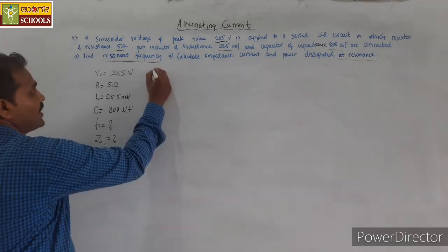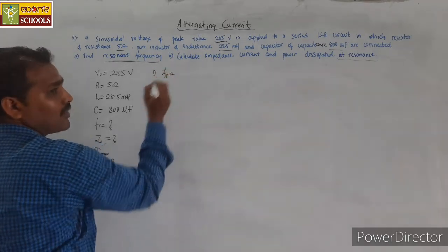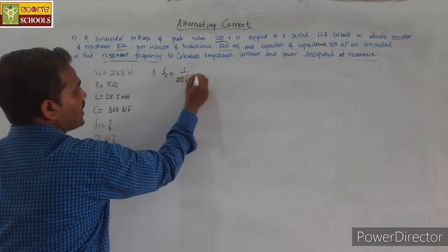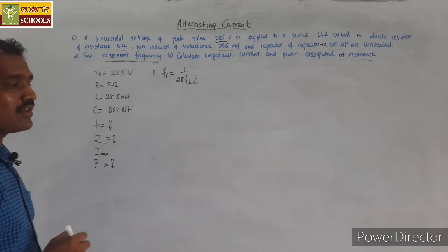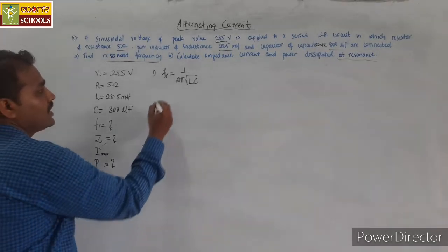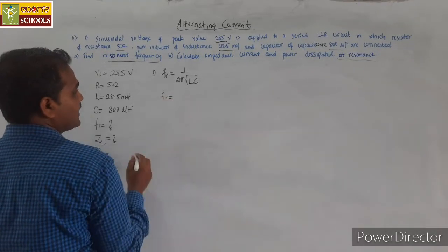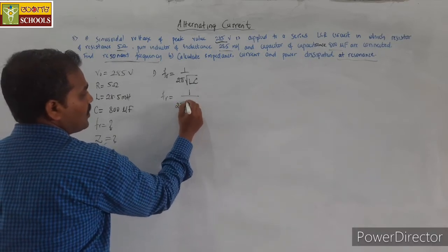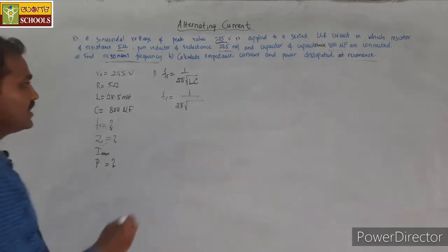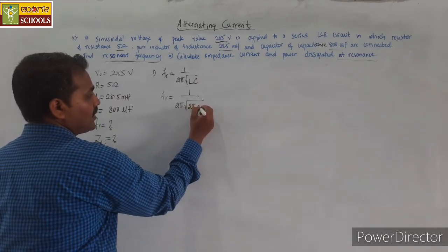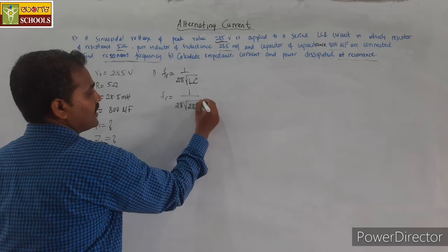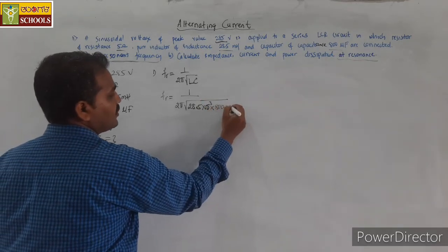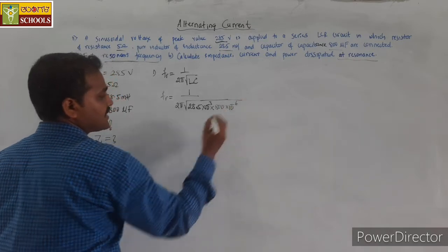Okay, so to find the frequency at resonance, I have the value of frequency given by FR is equal to 1 divided by 2 pi square root of LC. Let us substitute the values here. I get FR is equal to 1 divided by 2 pi. L is 28.5 millihenry, 10 to the power minus 3, into capacitance, which is 800 into 10 to the power minus 6 microfarad.